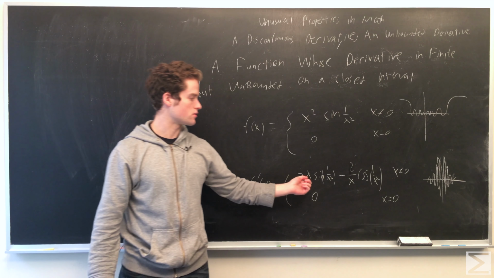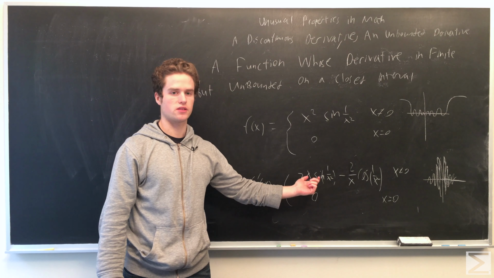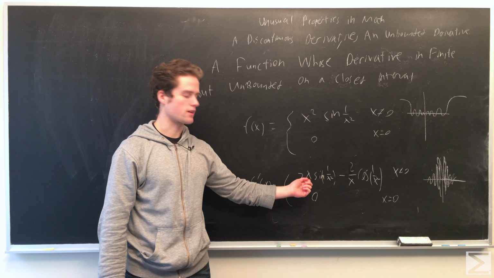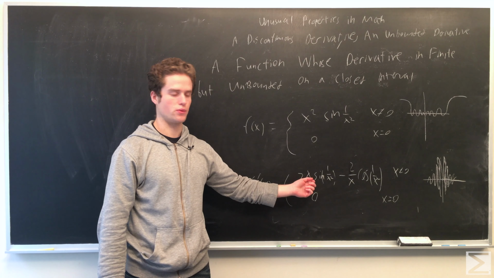So note, as x goes to 0, this left term, 2x sine 1 over x squared: sine 1 over x squared is bounded between -1 and 1, and x gets as close to 0 as we want, so this will approach 0 as x goes to 0. This term on the right, minus 2 over x cosine 1 over x squared, is unbounded as x goes to 0. Cosine 1 over x squared will oscillate between -1 and 1. And so as we approach 0, this right term will just keep oscillating higher and higher and lower.